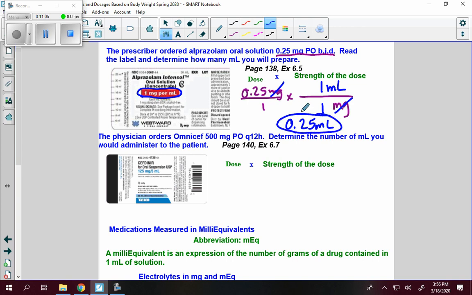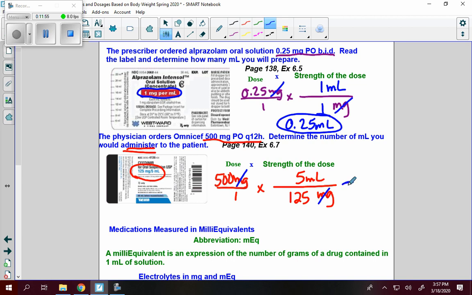The physician orders Omnicef 500 milligrams by mouth every 12 hours. Determine the number of milliliters you would administer to the patient. So my dose here is 500 milligrams. They're going to take it twice a day, but you're just giving how much you would administer one time. So that would be 500 milligrams times the strength. If you look here, it says 125 milligrams per 5 milliliters. You cancel your milligrams, and if you do your calculations, I believe it's 4 milliliters. I believe wrong. It's 20 milliliters. It equals 20 milliliters.